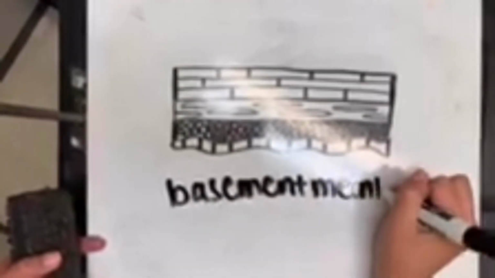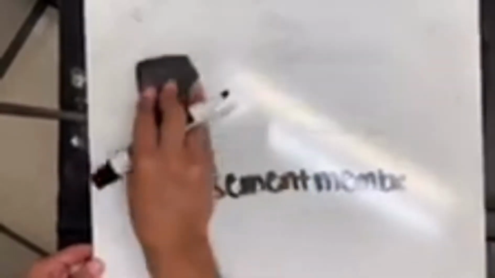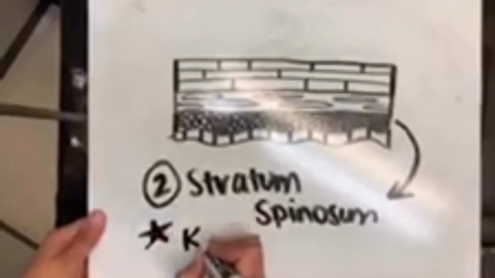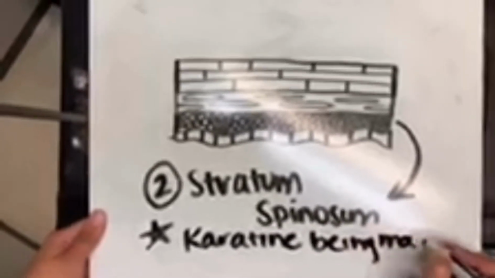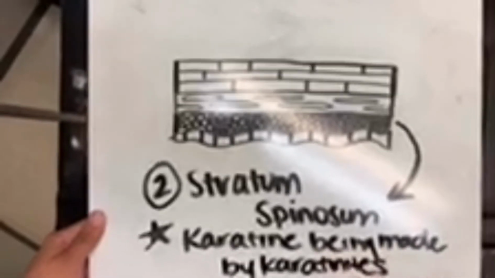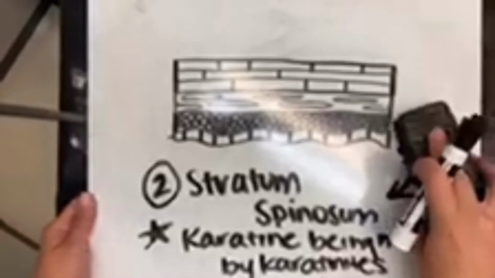The stratum basale creates cells for the stratum spinosum. The stratum basale is where the mitosis happens. The stratum basale is curvy to allow it to have friction and also for it to be very stretchy. The second layer is the stratum spinosum. It creates keratinocytes, which make keratin.